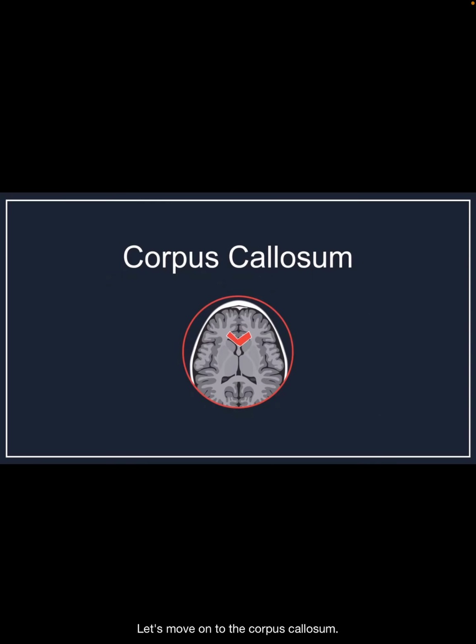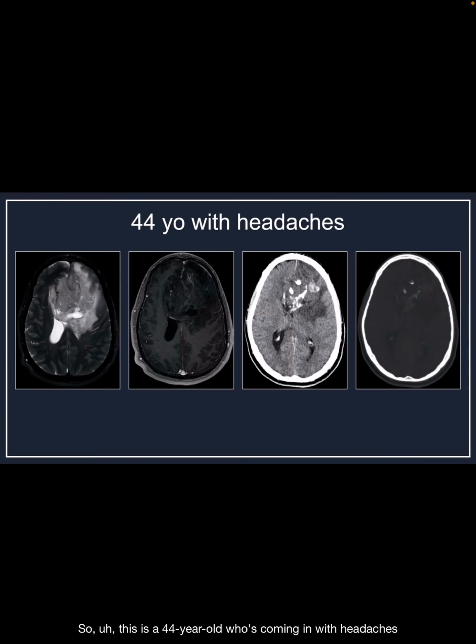Let's move on to the corpus callosum. So this is a 44-year-old who's coming in with headaches, and we have MR, the 2 left images, and CT on the right. The lesion looks quite aggressive. It is involving that left frontal lobe, but it's crossing that anterior genu of the corpus callosum and really involving both frontal lobes, left greater than right.